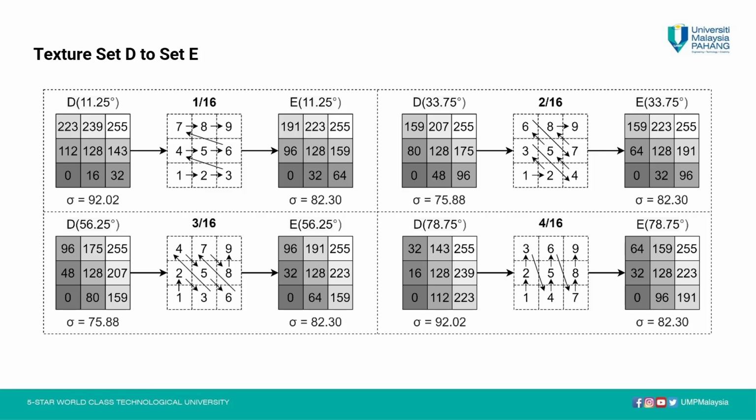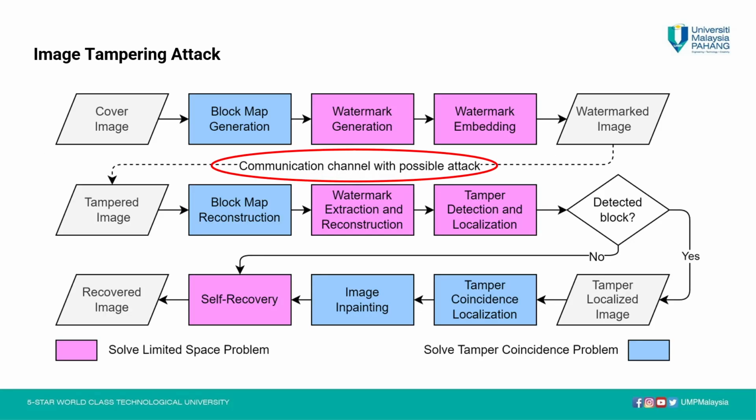And then the image will undergo a communication attack in the communication channel. Various attacks here, like irregular attack and regular attack. We'll discuss it later.